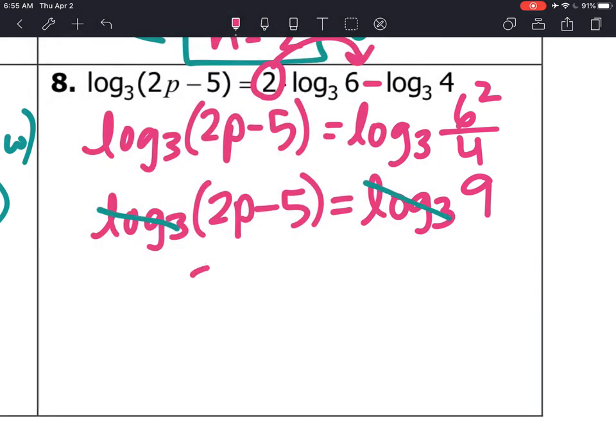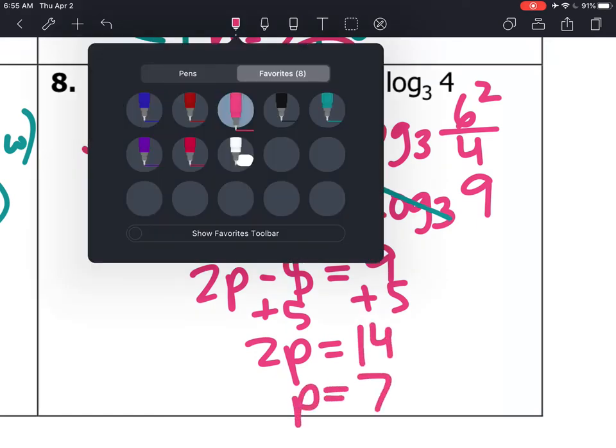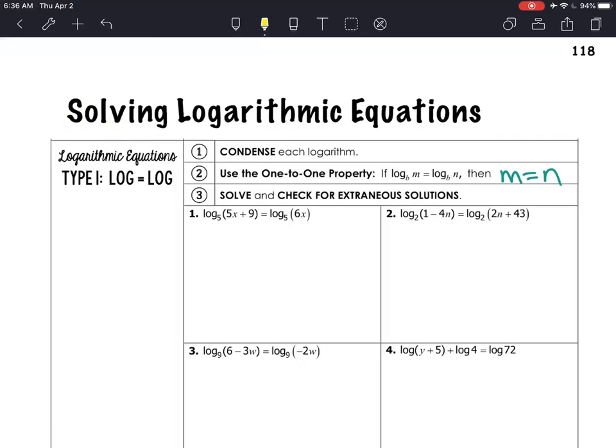Then since they're both log base 3, they will go away because we're keeping the scale the same. Add 5 on both sides, and then divide by 2. Make sure you always take this answer and plug it back in because it might be extraneous, but I can tell you right now that it works.